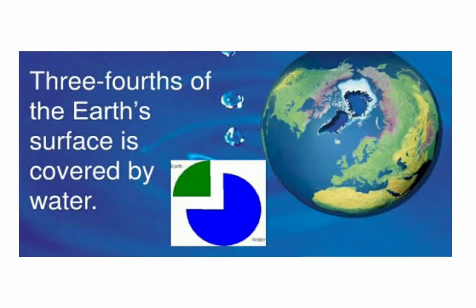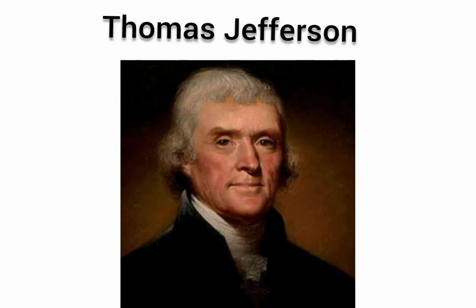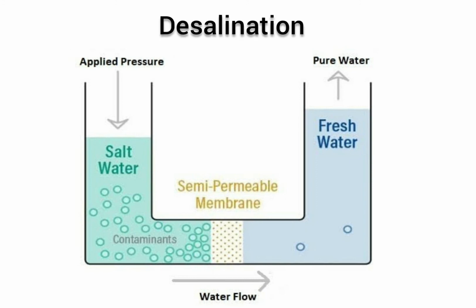Did you know? 3/4 of the earth is covered with oceans. There is plenty of water around, but we cannot use it because it is salty. Only when we can remove the salts from it, we can use it. So Thomas Jefferson in the year 1791 invented a process called desalination. This is a process by which salt is removed from seawater using a semi-permeable membrane.